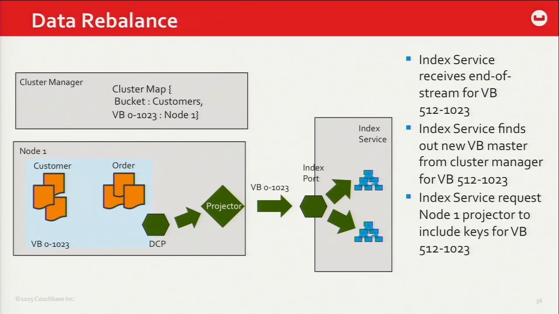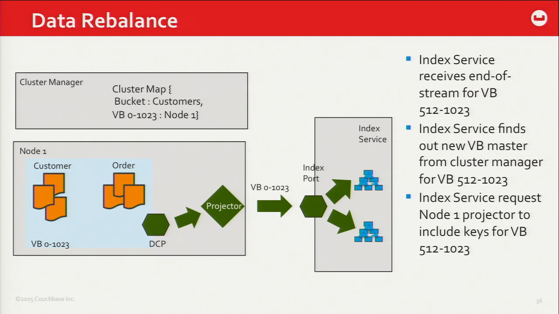What the index service does at this time is figure out who the new master is for vBuckets 512 to 1023. So it goes to the cluster manager. The cluster manager tells it that node 1 is now the master for all the vBuckets. So the index service now knows node 1 is the master and that node 1 has a projector, so it talks to the projector. It knows that the projector is already streaming keys for 0 to 511, so it asks the projector to also stream the keys for 512 to 1023. This is how we do data rebalancing.